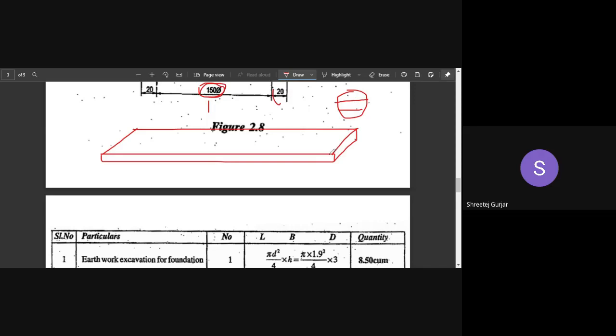So 6 centimeters into 15 centimeters into your length, which we have calculated as 170 centimeters. So this is 170, the thickness is 6 centimeters, and this is 15. If you multiply all these three numbers, you will get the quantity of this slab.